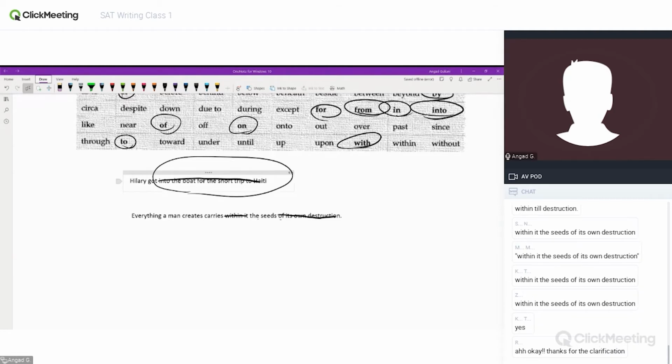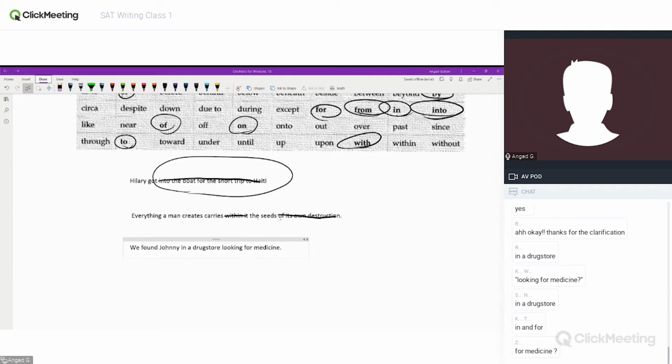All right, cool. So I'm going to give you guys one more question, just so I can make sure you guys understand this. I want you guys to tell me the prepositional phrase or phrases in this sentence. All right. People are getting different answers. So we found Johnny in a drugstore. In is a preposition, so in a drugstore is going to be a prepositional phrase. Looking is not a part of the phrase, so we're going to ignore this. For medicine, another preposition word, and this continues throughout the phrase. So for medicine. So these are going to be the two prepositional phrases. Do you guys get that?